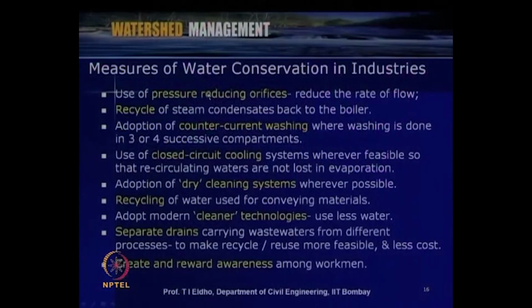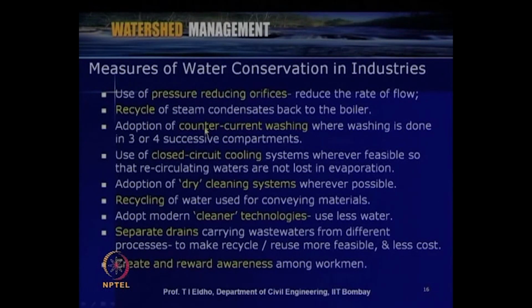So, that way, when we look into the various conservation measures as far as industries are concerned, here again I have summarized the various measures, like use of pressure reducing orifices. Wherever more water usage is there, we can use pressure reducing orifices, so that the rate of flow of water will be reduced. Then recycle of steam condensates back to the boiler, especially in thermal power plants or cooling systems. Whatever steam condenses can be sent back to the boiler, so that much water can be saved.